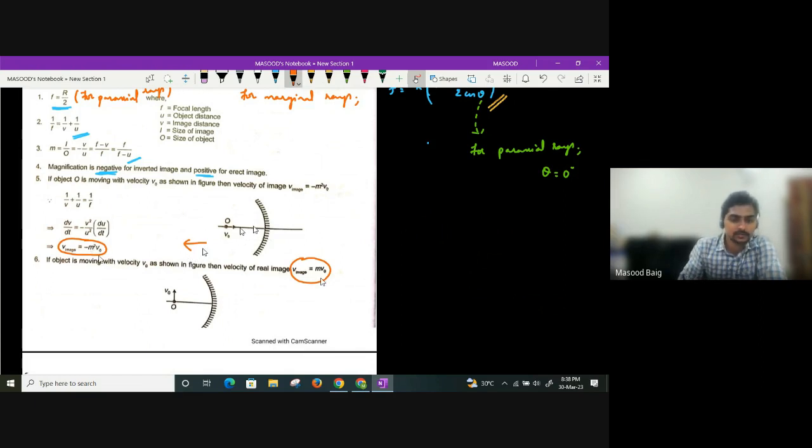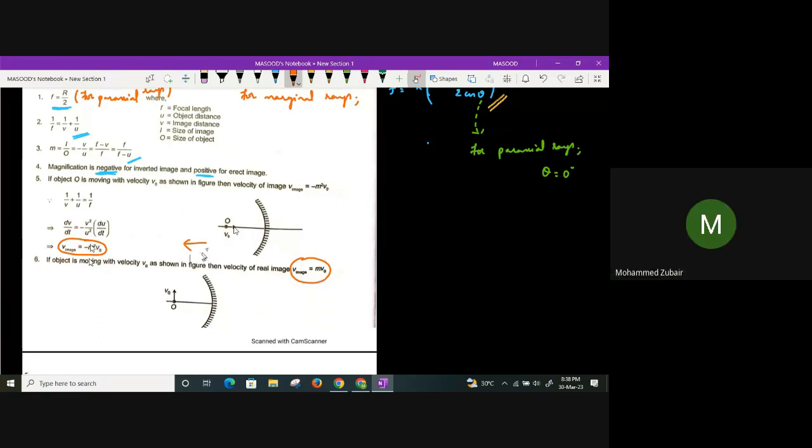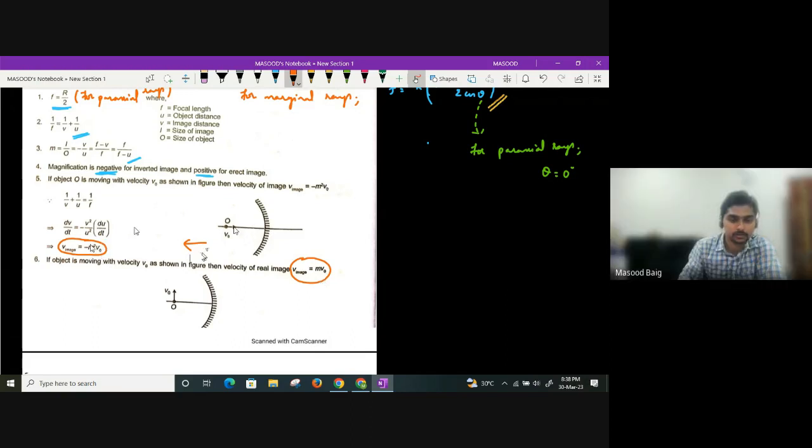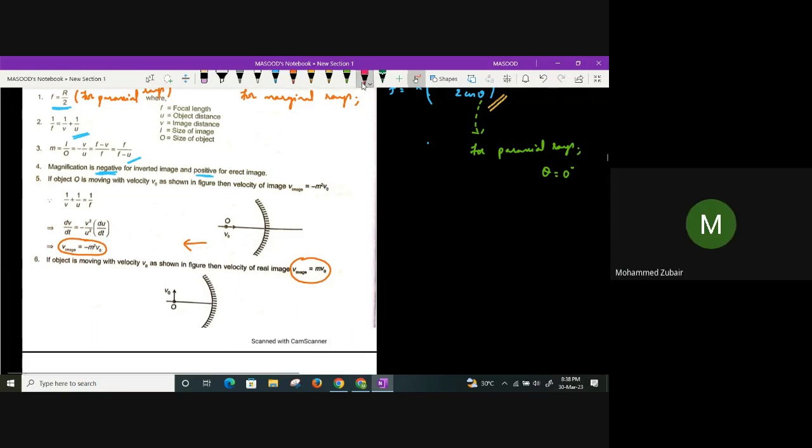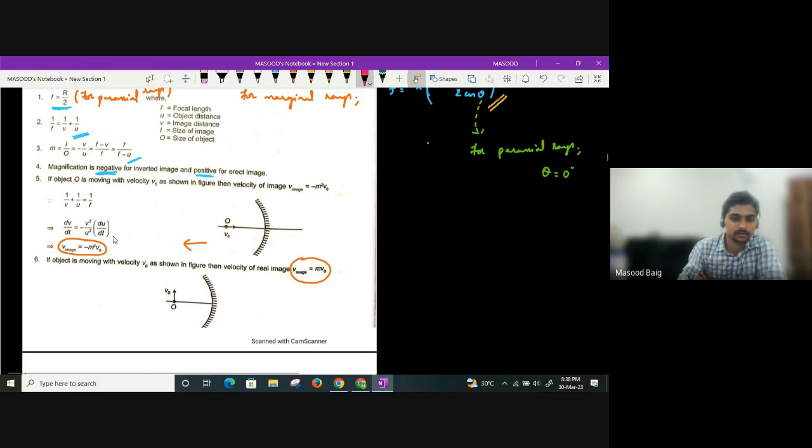Is that clear, everyone? What happened? Once again explain this point. Which point? This point only. There is a derivation for this. I'm not going into derivation because of time constraint, right?